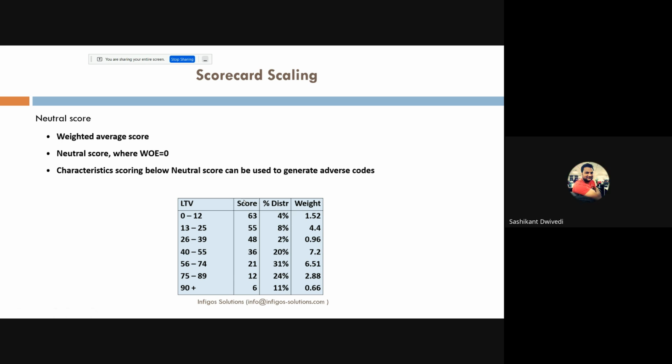It's kind of a baseline score, right? Anything below that should be rejected. Exactly. So can you please explain this again? I'm not sure about this neutral score, and then how do we decide acceptance and rejection of a customer based on this?